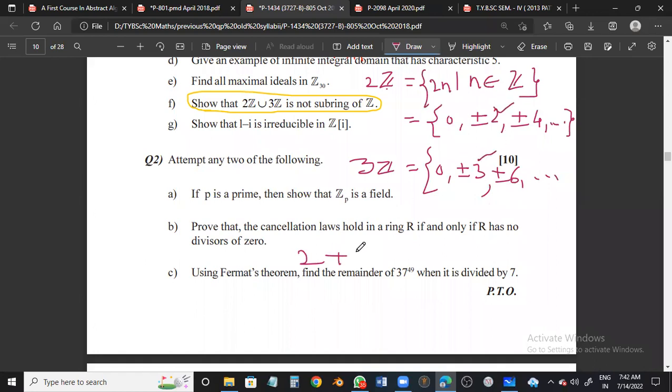So 2 plus 3 is 5. Where is 5? Is it here in 2Z or do you find it in 3Z? It is not a member of 2Z, neither is it a member of 3Z, means it does not belong to the union. So it is not a subring. Followed?